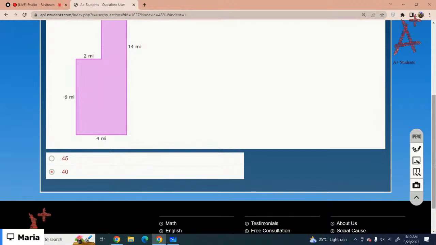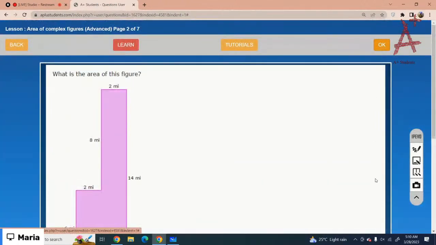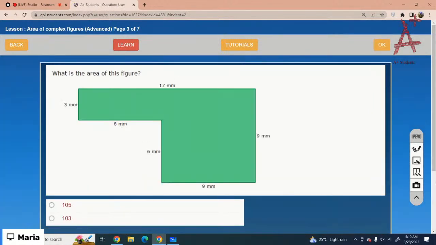Got it, everyone? If you have any question, you can just write down the question in the chat box. I can answer all your questions. Okay, the next one is, you can divide into two shapes.